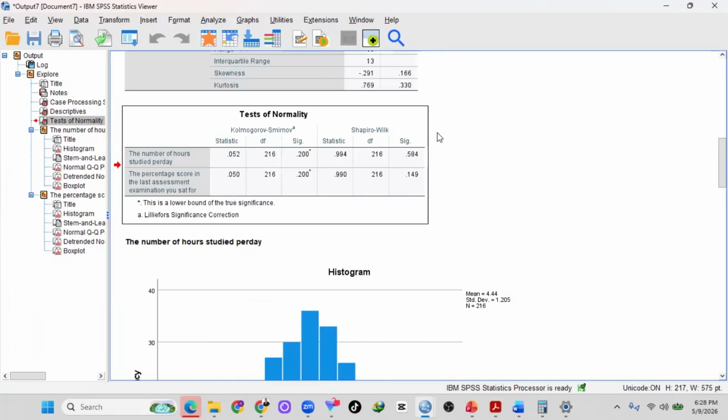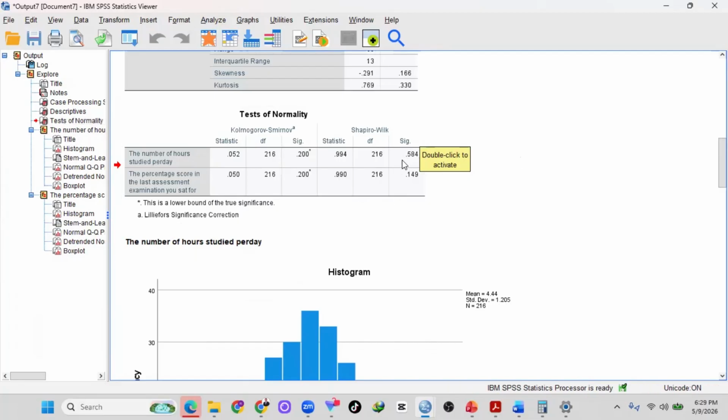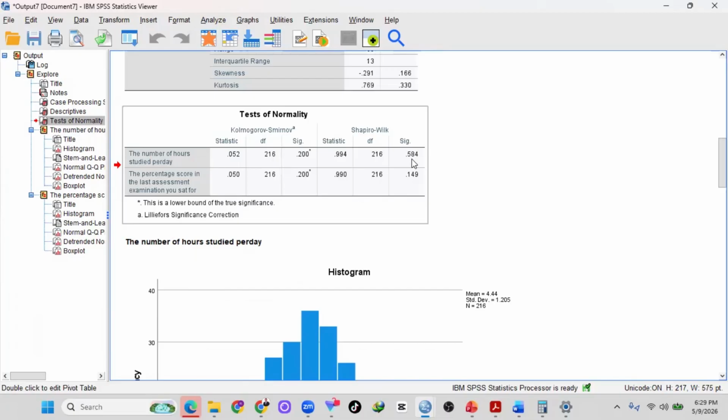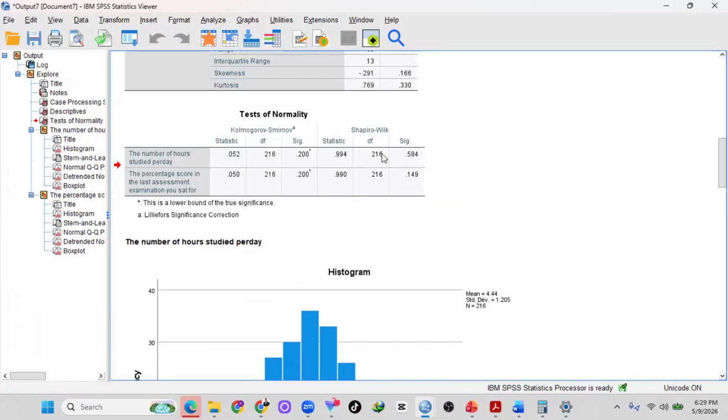So if we look at the Shapiro-Wilk test, the sig is the p-value or the significance value. You will see that we have a significance value of 0.584 for the number of hours per day. This is way larger than 0.05. So it means that our data is normally distributed. If we had something like 0.03, then that data would not be normally distributed.